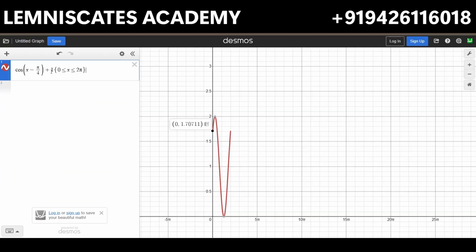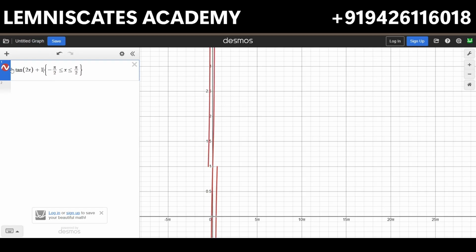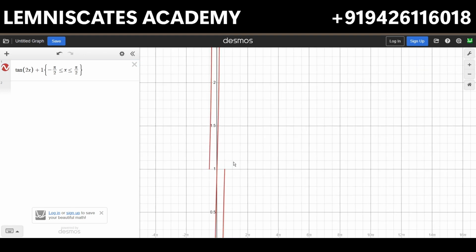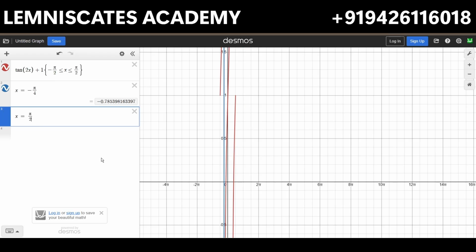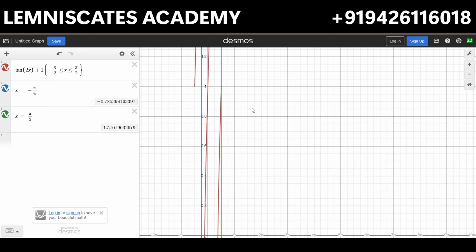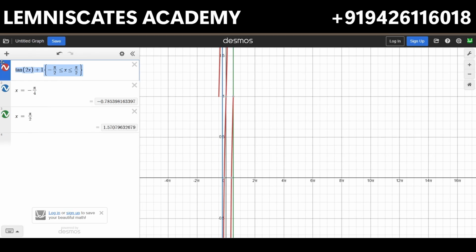So yeah, if I go ahead and just plot this part of the graph in between minus pi by 2 to pi by 2, and I have to draw tan 2x plus 1, tan 2x plus 1. So here is the graph. As you can see, I can also draw the asymptote. x equals minus pi by 4 was the first asymptote, and x equals pi by 4 was the second asymptote. So yeah, the graph is now a little bit stretched.